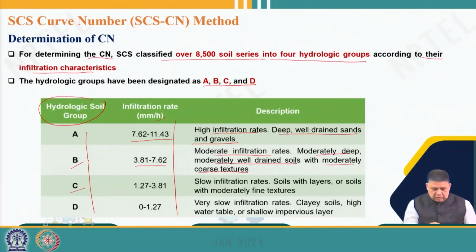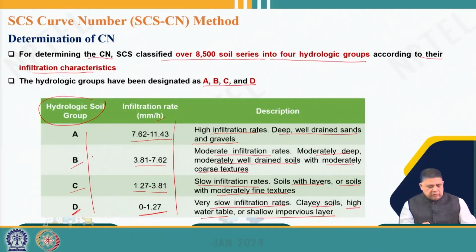Hydrologic soil group C, the rate is 1.27 to 3.81 millimeter per hour. It is slow infiltration rates, soils with layers or soils with moderately fine textures, and category D having the lowest infiltration rate, that is up to 1.27 millimeter per hour, that is very slow infiltration rates, clay soils, high water table or shallow impervious layer. So these are the conditions and these are the infiltration rates. So if you know the infiltration rate of the soil in your basin, you know which hydrological soil group you are dealing with. So that's the first step.